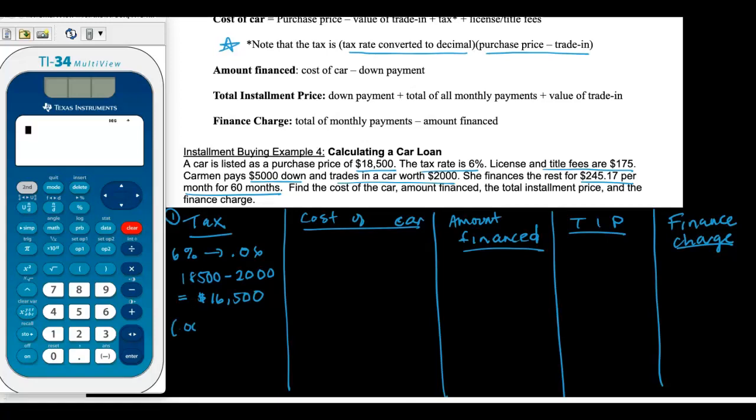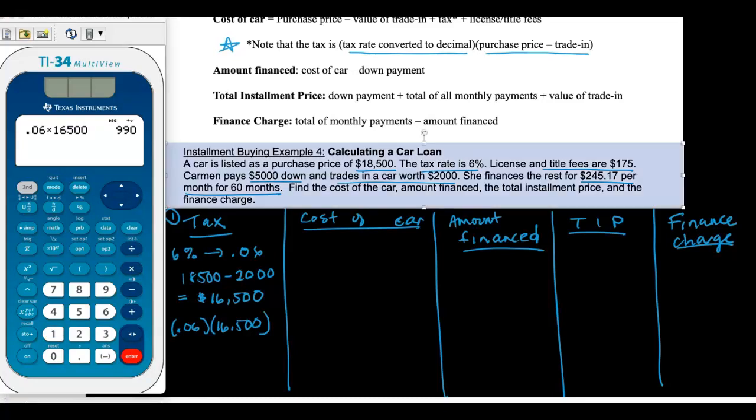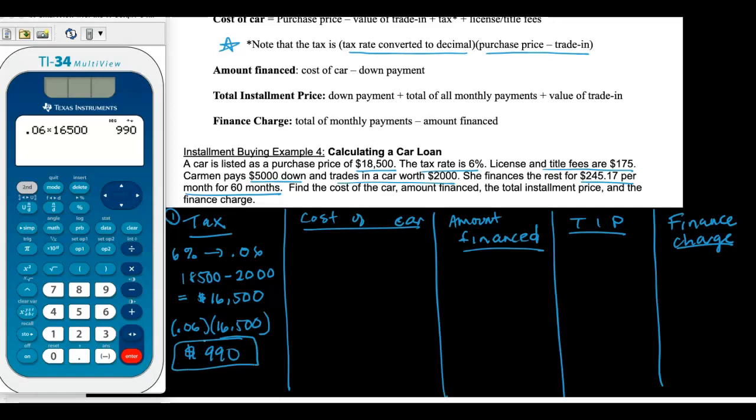So we're going to take 0.06 times $16,500. And that gives us a tax amount of $990. Okay, and so now for the cost of the car, we have to consider everything that we have to pay for. And so that's this very first item.